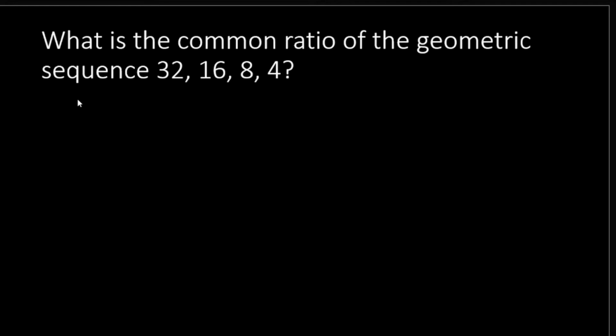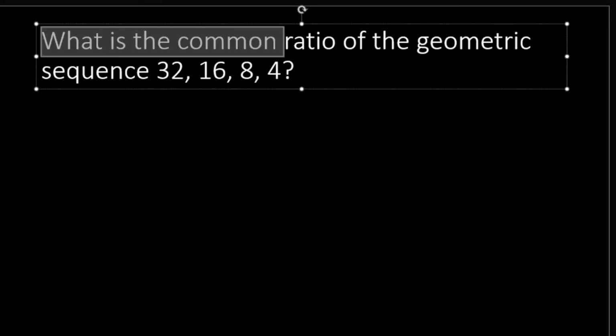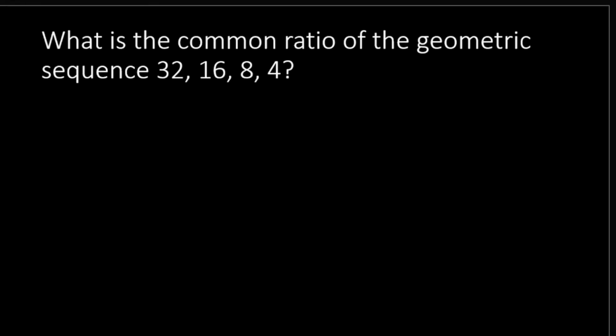What is the common ratio of the geometric sequence 32, 16, 8, and 4? So again, let's write the given. In this sequence, this is our a sub 1, a sub 2, a sub 3, a sub 4. To get the constant ratio, we can take any term and divide it by the preceding term. So let's say we have a sub 2, let's divide it by the preceding term, which is a sub 1. And that's 16 over 32.